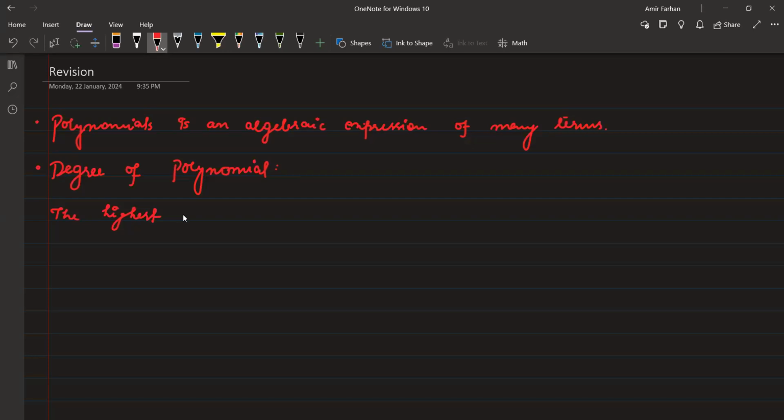Highest power of a variable in an expression.